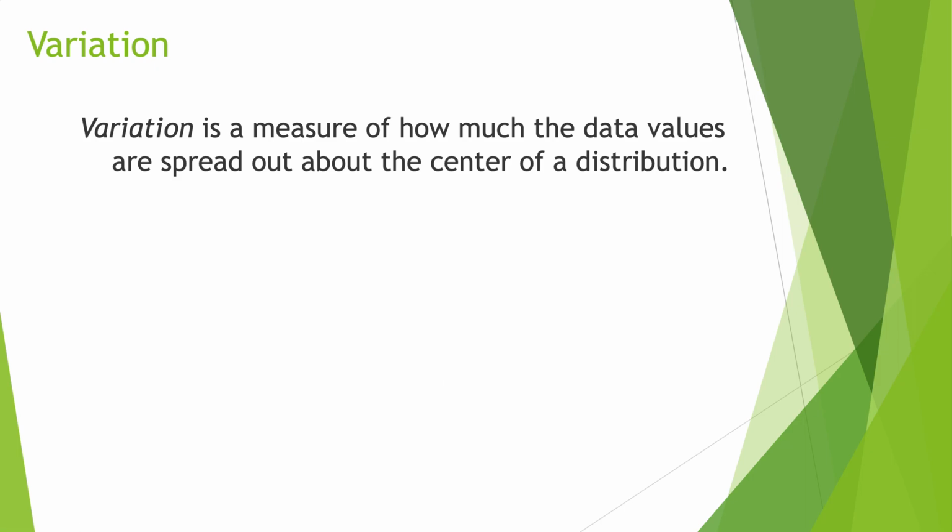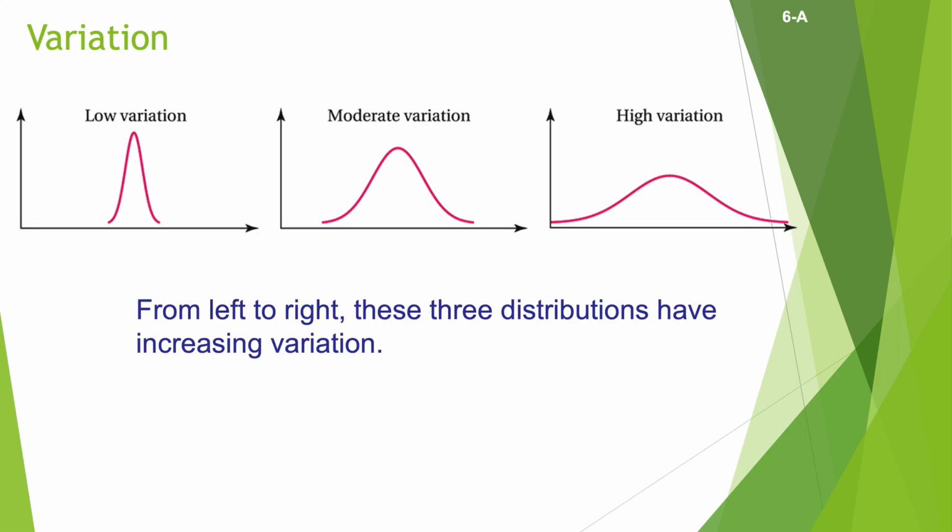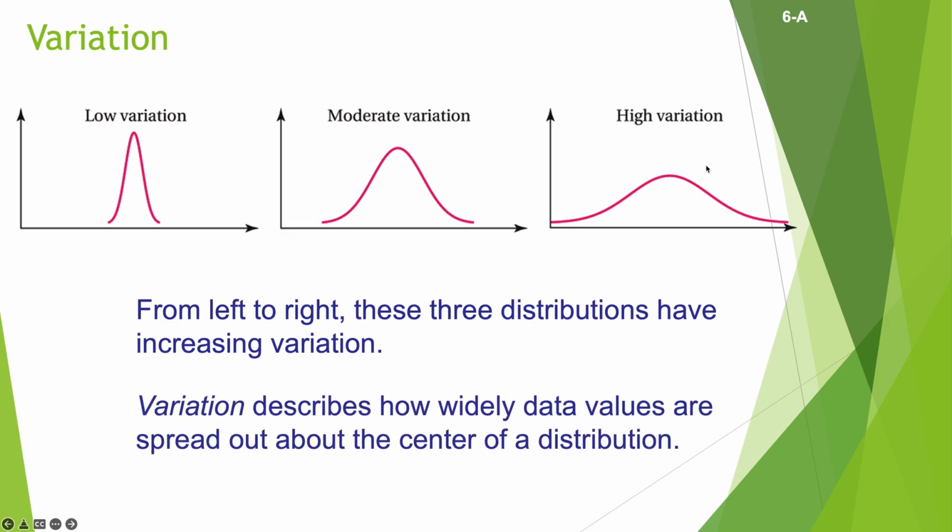Vary means changes. So here's another one. Low variation, moderate variation, high variation. From left to right, they have increasing variation, right? Low, moderate, and then way high variation. Variation describes how widely the data values are spread out. So those two sets really were designed to get you to recognize how variable data can be.